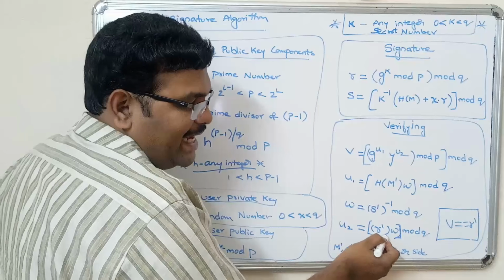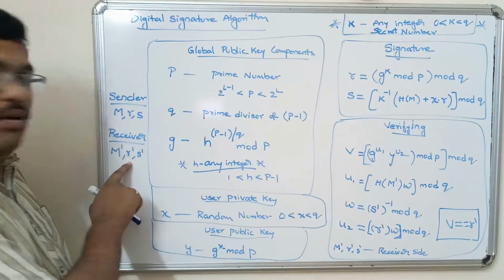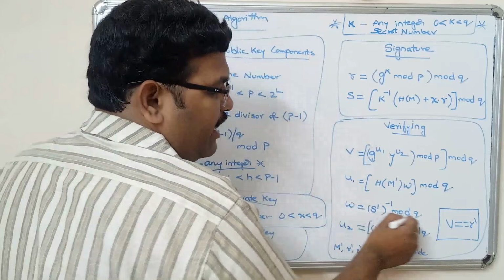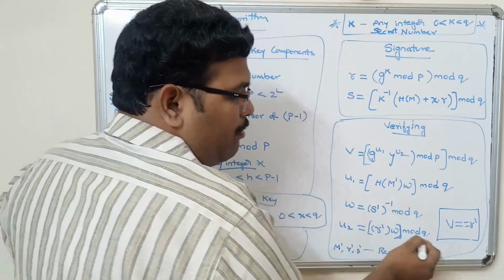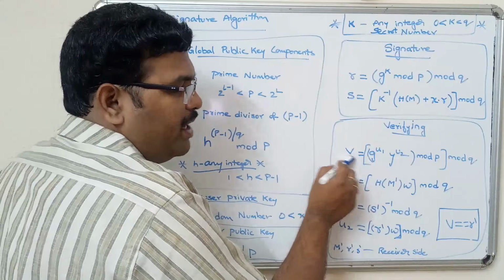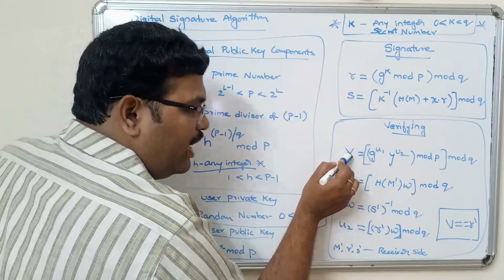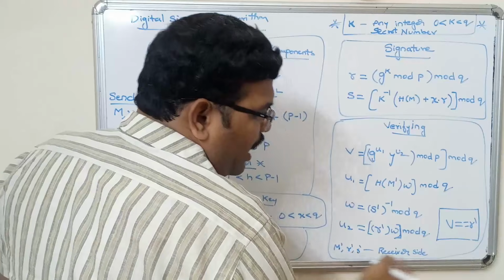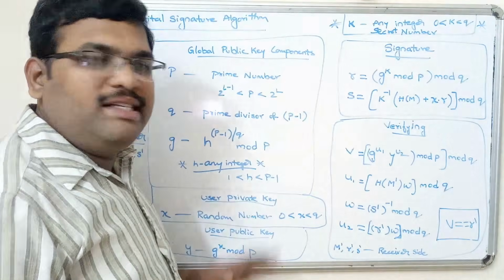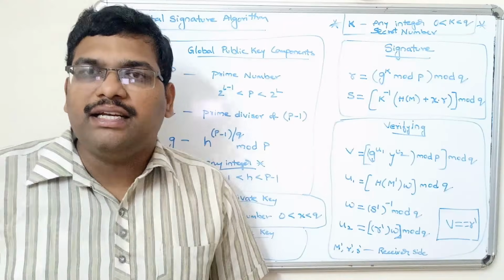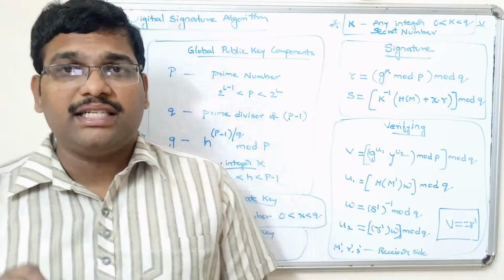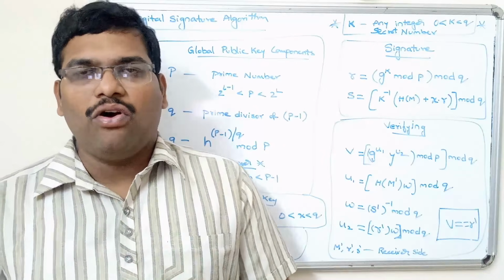Then U2 is equal to R dash, the received signature component, into W, mod Q. So that is how we get U2. V will be calculated, and this V and the received R dash will be compared. So this is the digital signature algorithm, or we can call it the digital signature standard algorithm, DSS or DSA.